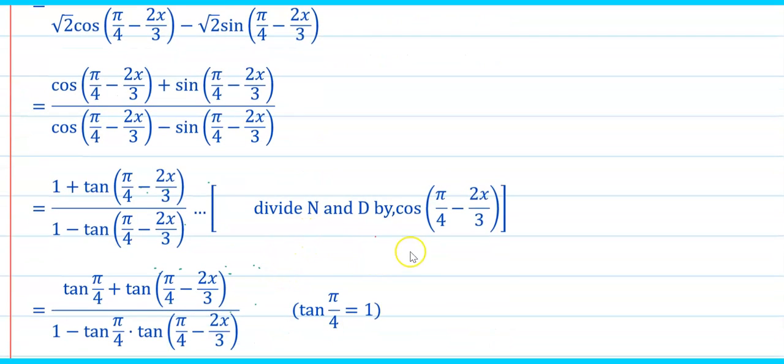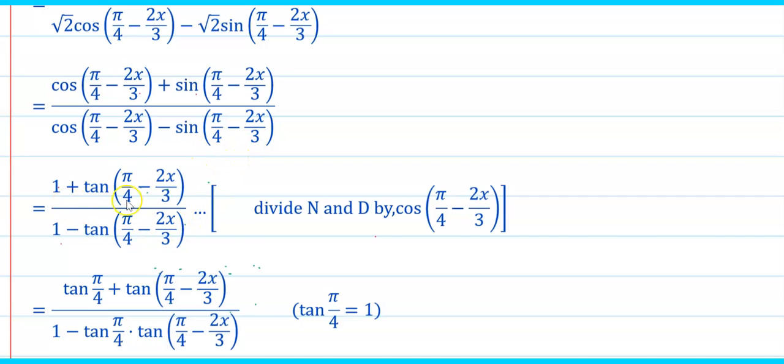Divide the numerator and denominator by cos of pi by 4 minus 2x upon 3. If we divide individually, here we get 1, and sin of pi by 4 minus 2x upon 3 upon cos of pi by 4 minus 2x upon 3 will become tan of pi by 4 minus 2x upon 3. Here also, dividing by cos of pi by 4 minus 2x upon 3, you will get 1, and dividing sin by cos, you will get tan.